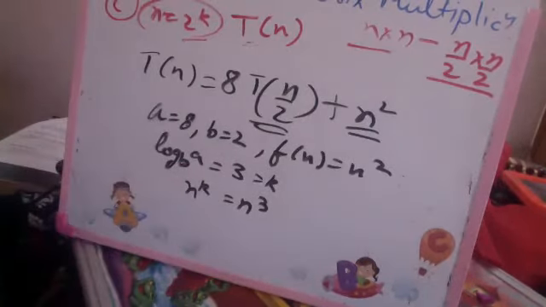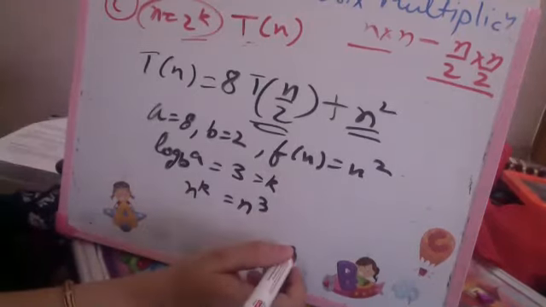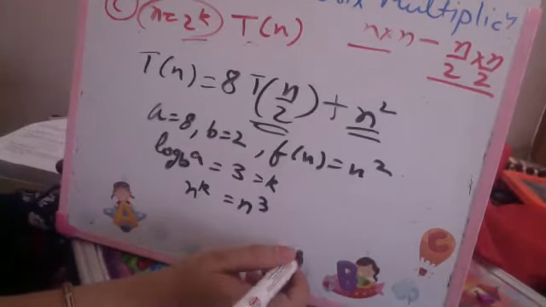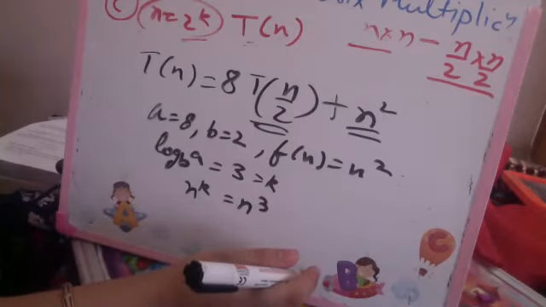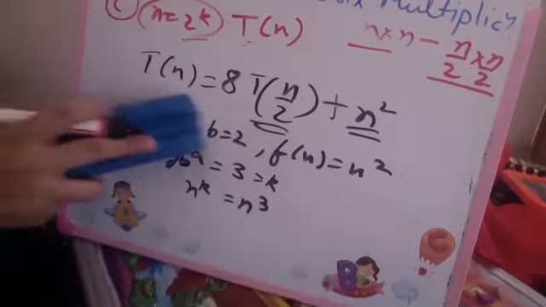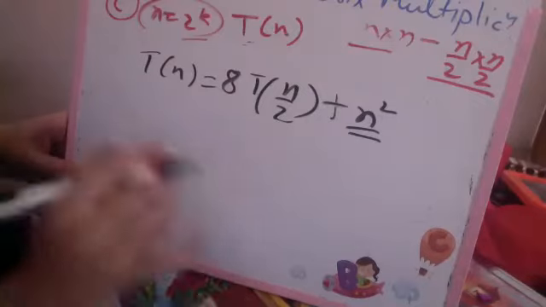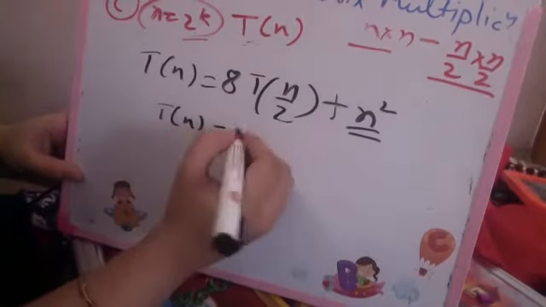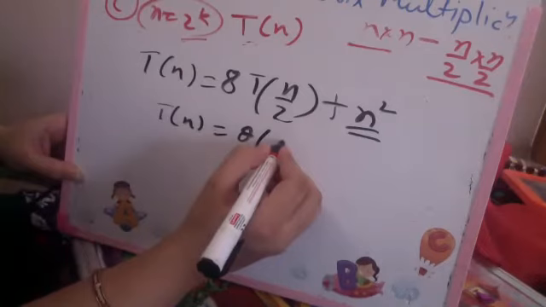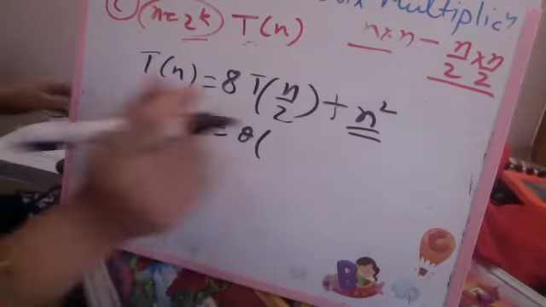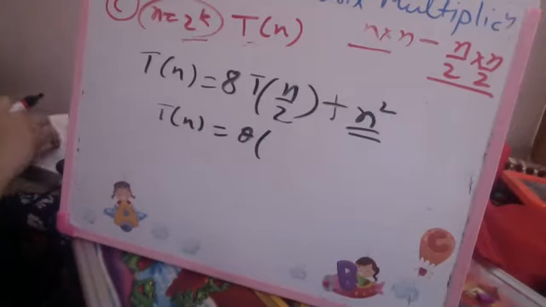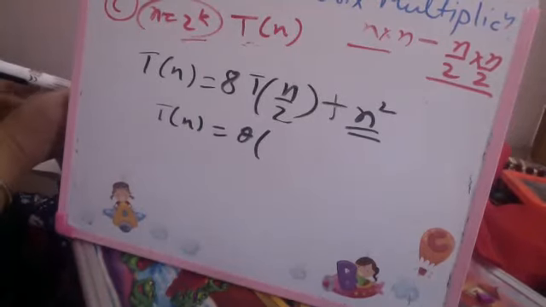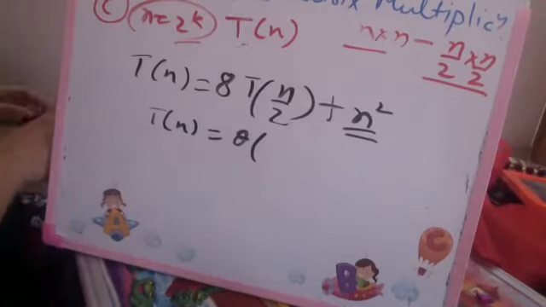Which case is this? Third case, ma'am. What is the complexity calculated in the third case as? Tn will be calculated as theta of f(n). Theta of f(n), that is the second case. I am asking about the third case. Second case is f(n) into log of n.